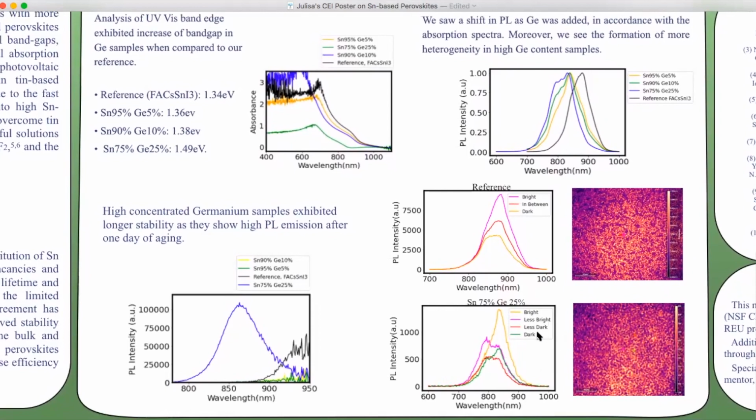And so these samples with a higher concentration of germanium exhibited longer stability, as they showed a high photoluminescence emission after 1 day of aging compared to samples with lower concentration and the reference.